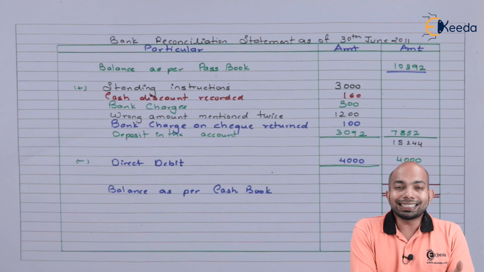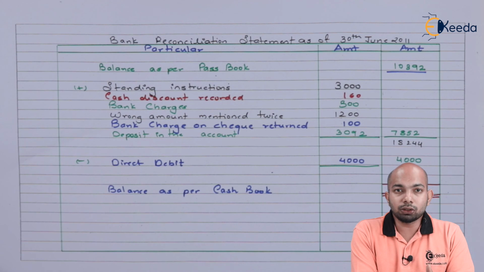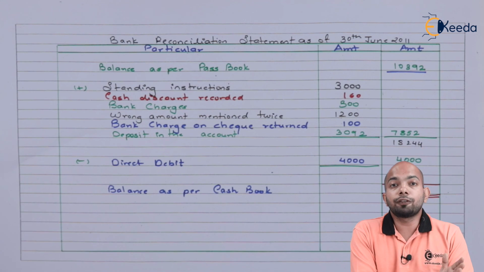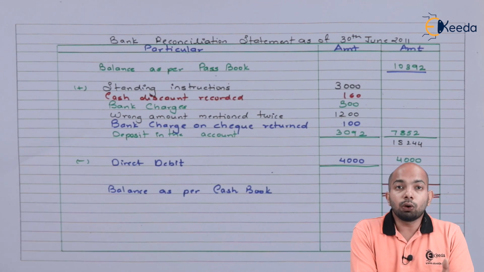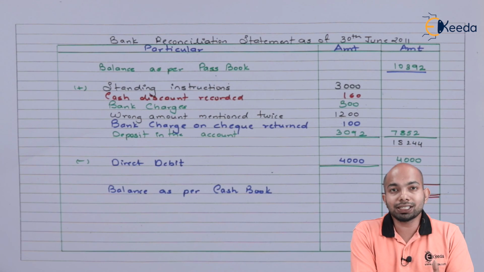I hope this illustration gave you a lot of clarity as to how to solve problems related to favorable balances of passbook as the start point, or unfavorable balances as to any other passbook or cash book, whichever the start point may be.